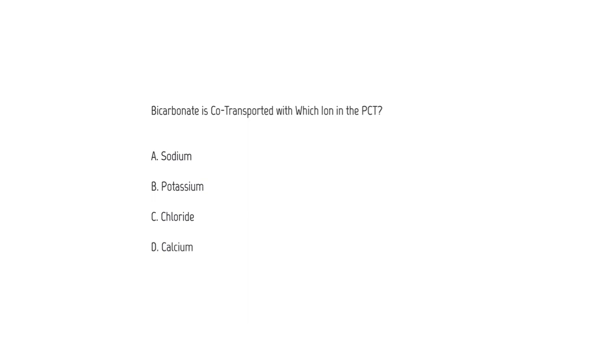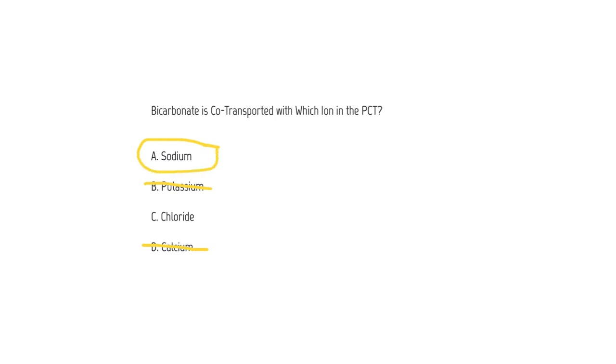Final question. Bicarbonate is co-transported with which ion in the PCT? Well, we didn't really talk about calcium, so we can remove that choice. And we did talk about potassium, but that was with hydrogen, not bicarbonate. So we can get rid of that. Now, bicarbonate is co-transported with both sodium and chloride in the nephron, but which occurs in the PCT? That would be sodium.